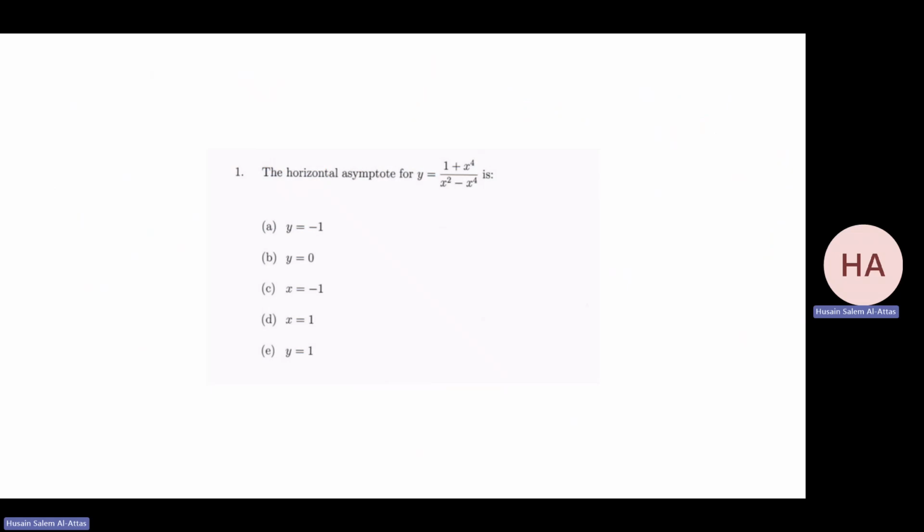The horizontal asymptote of this is very clear, same degree, y equal minus 1. No need to do anything. I don't know why I have this. It's there, so by mistake I have it two times.